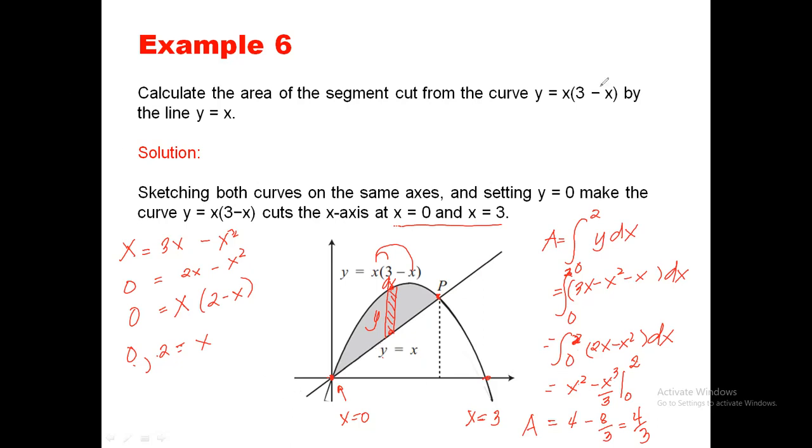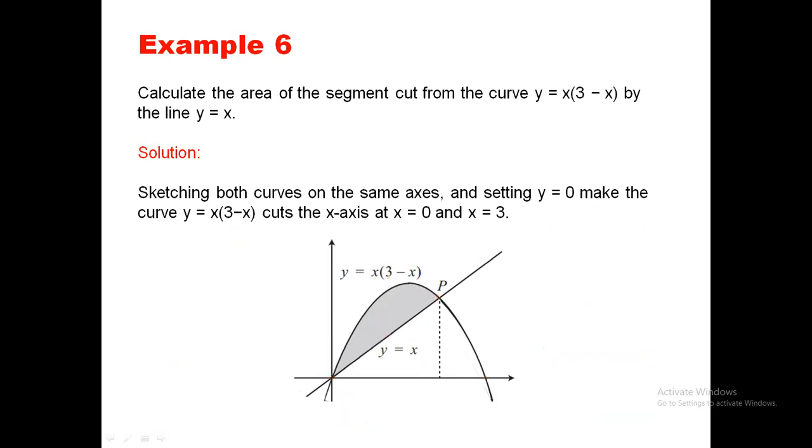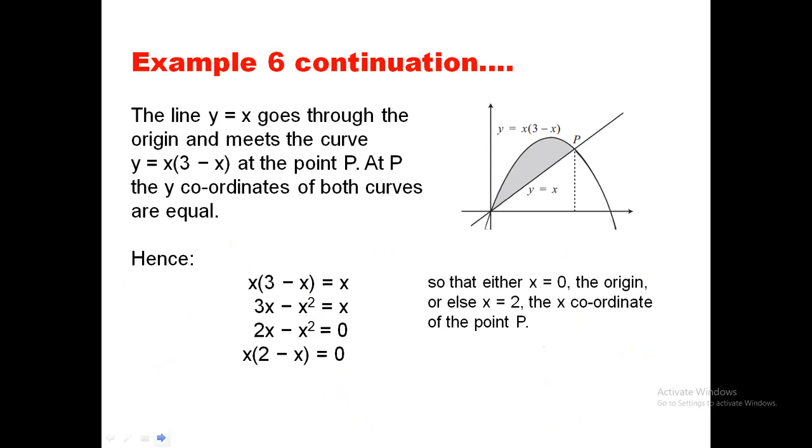Okay, no question? Sige. So I will now clear my markings here and proceed to the next slide. Actually, the solution is in here. So the line y equal to x goes through the origin and meets the curve y equal to x times the quantity 3 minus x at the point P. So that's correct. Your line y equal to x intersects this curve at point P. At P, the y coordinates of both curves are equal. So this is what I have shown to you. I have done that already in the previous part.